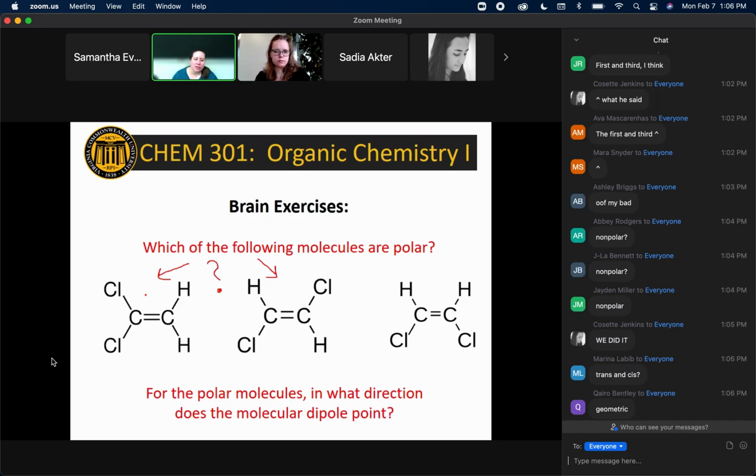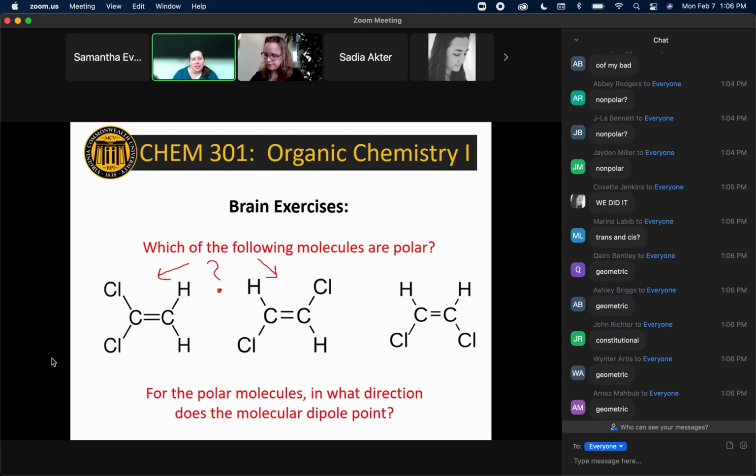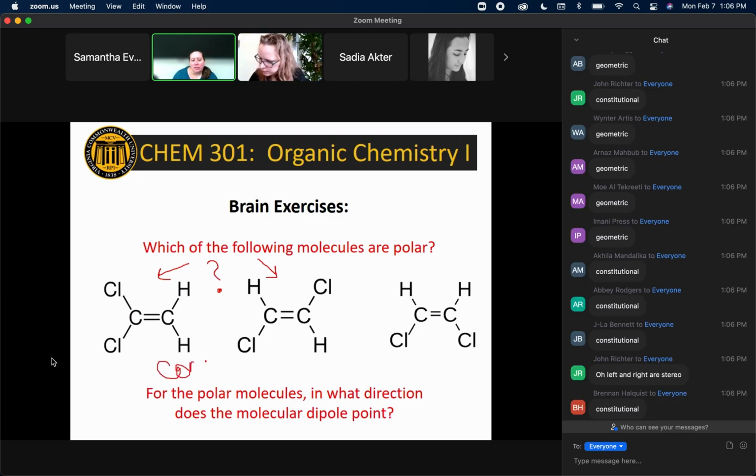So I'm asking about the one on the left and the one on the right. Are they constitutional, or are they stereoisomers or geometric isomers? We got a mix of answers coming in the chat box. So let's break this down. These two are constitutional.